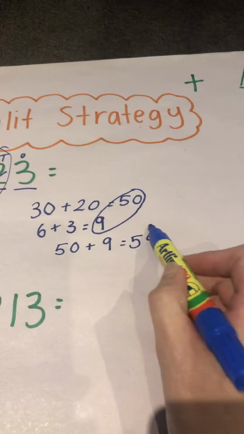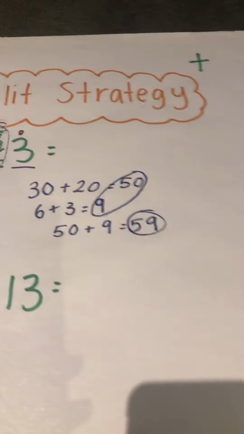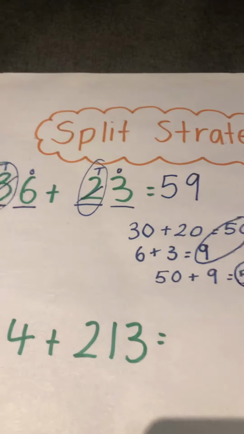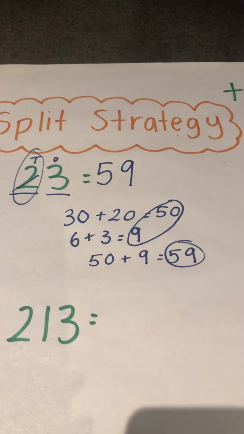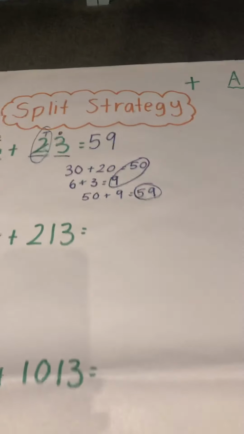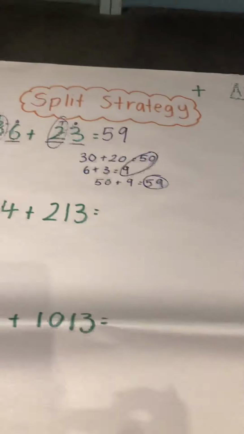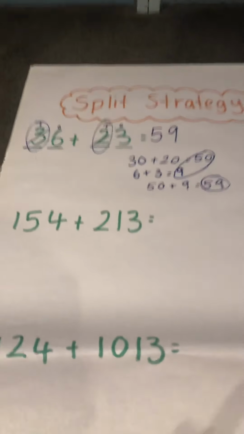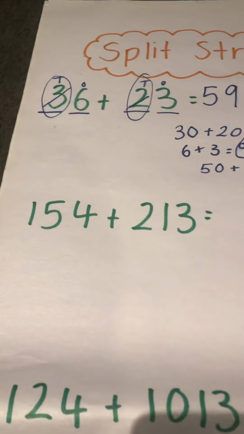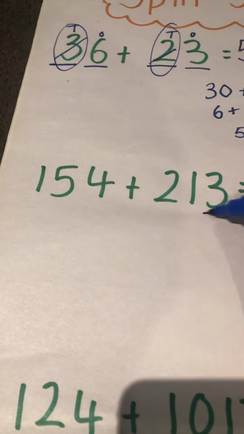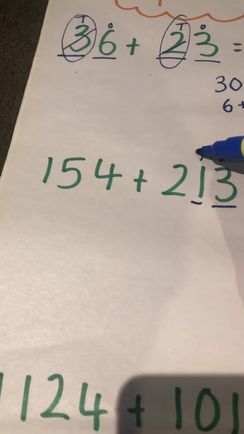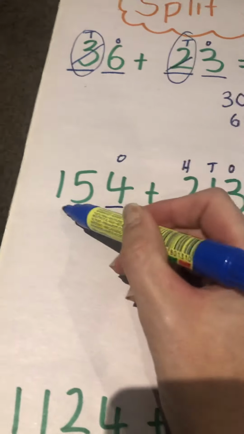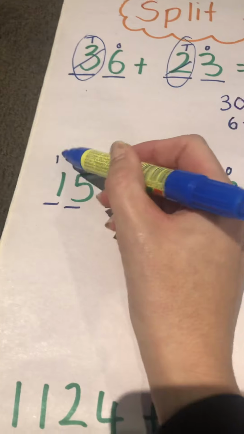Okay, once you have your final answer here, always get in the habit of writing it back up here in the problem. Okay, so 36 plus 23 equals 59. Okay, that's how you solve a 2-digit by 2-digit addition. Now let's have a look at how we do a 3-digit by 3-digit. So again, let's write in our place value. So this number here represents ones, tens, hundreds. Okay, same with this number, ones, tens, and hundreds.